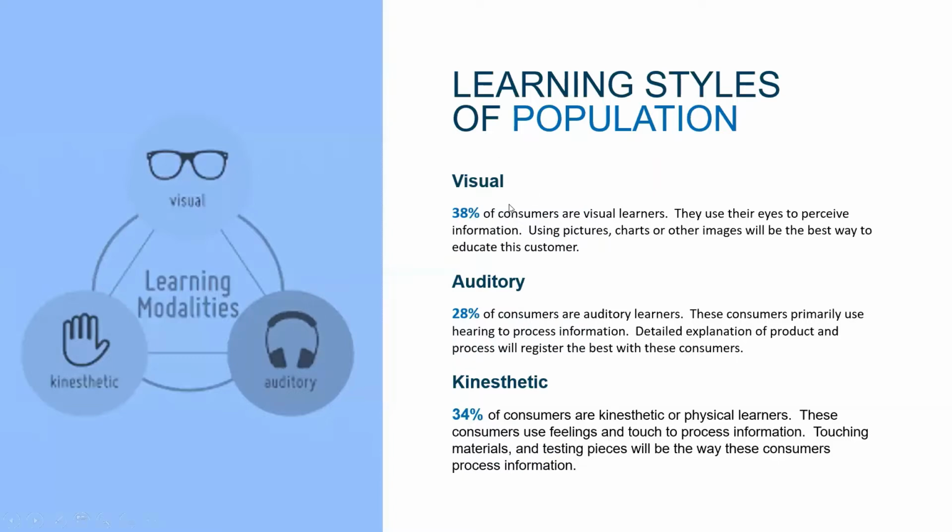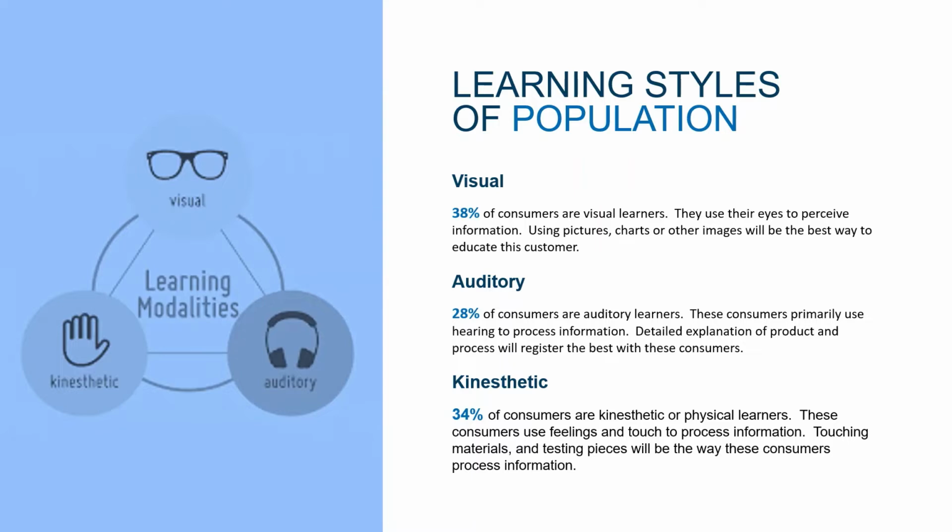With your visual learner, about 38% of consumers are visual learners. They use their eyes to receive information. They're going to be better with pictures or charts, printouts of the furniture, images, things like that. Your auditory learner is going to heavily listen to the words that you say and how you say it. They listen to all of the detailed explanations, and that's what registers best for those customers.